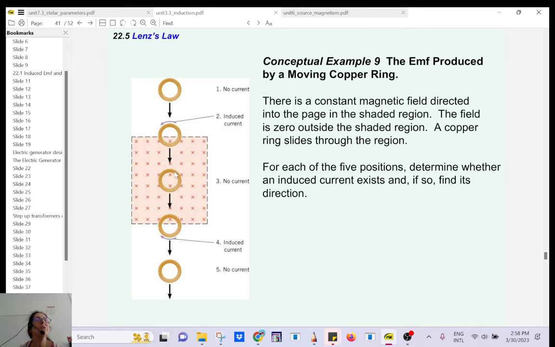So here, do you think you have any current? That's a good pop quiz question. Is there any current flowing here? No, because there is no change in the number of magnetic field lines poking through the area. Now it's leaving. What's happening to the magnetic field lines you have? Very good. Because it's going to decrease, it gets upset, it wants to do the opposite.